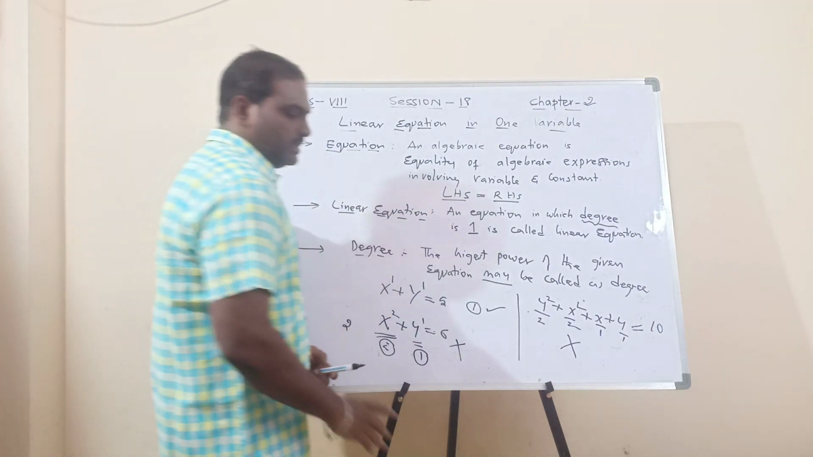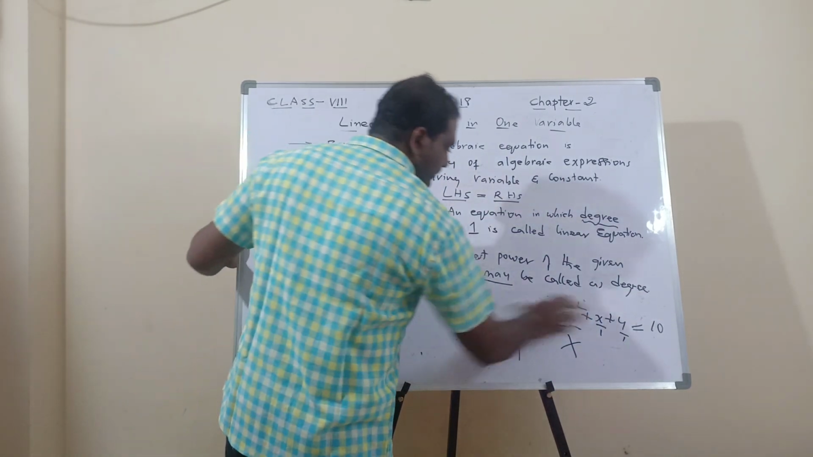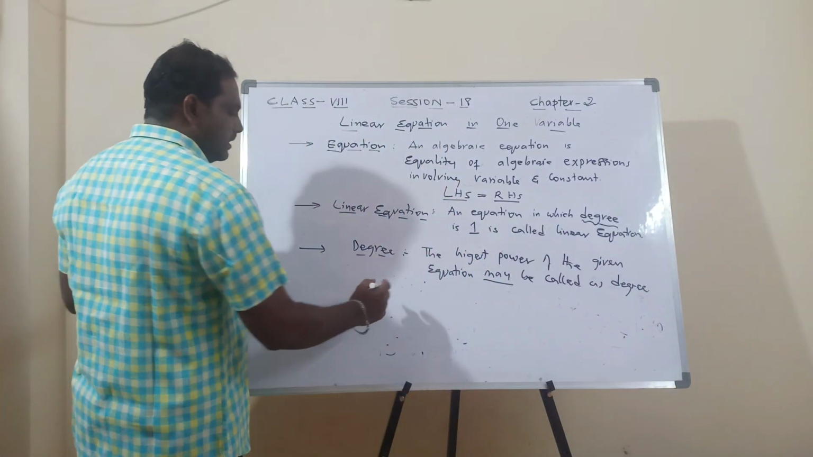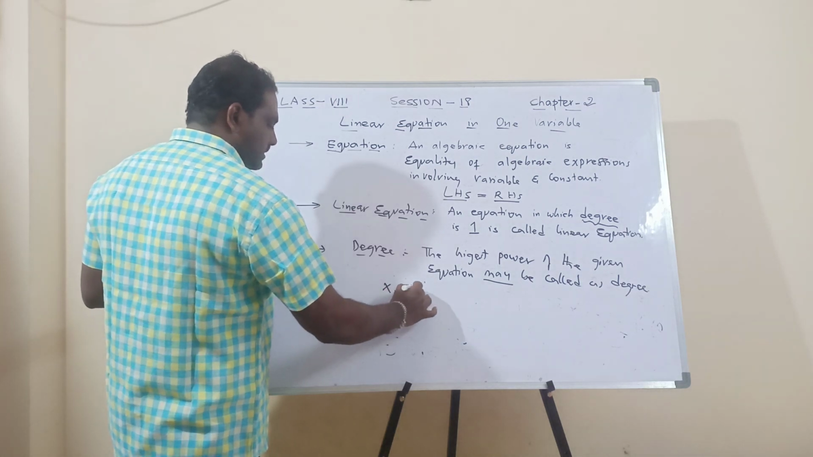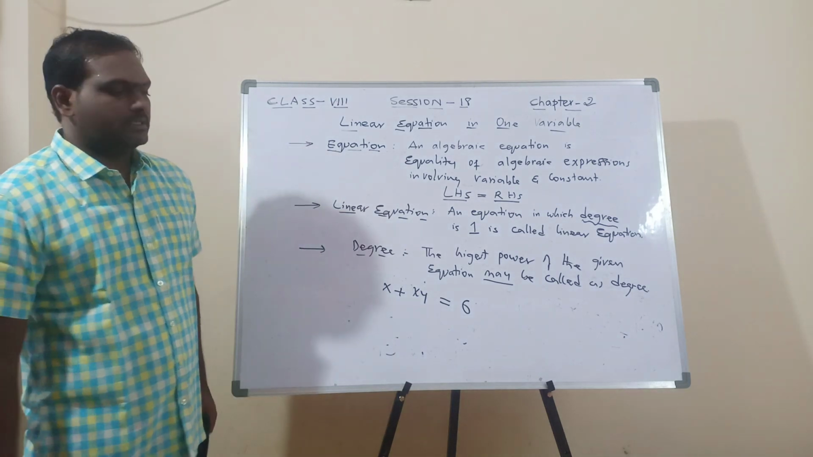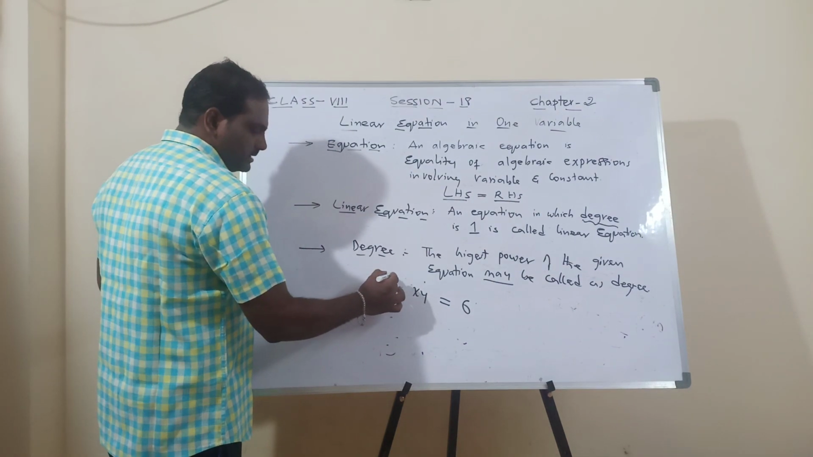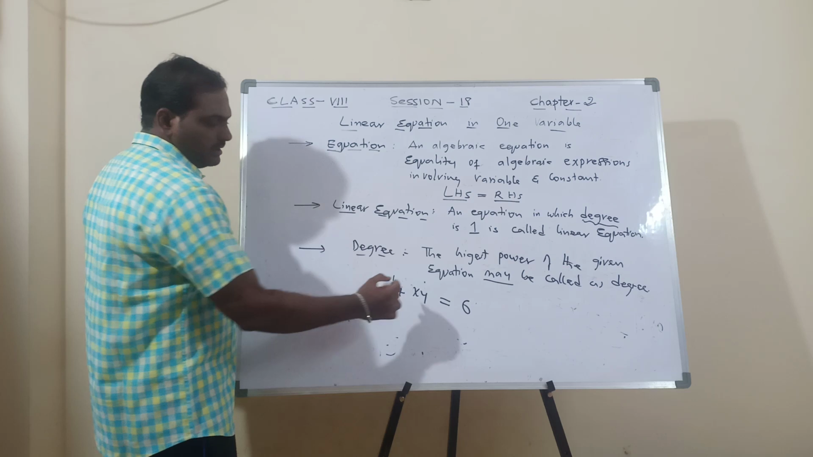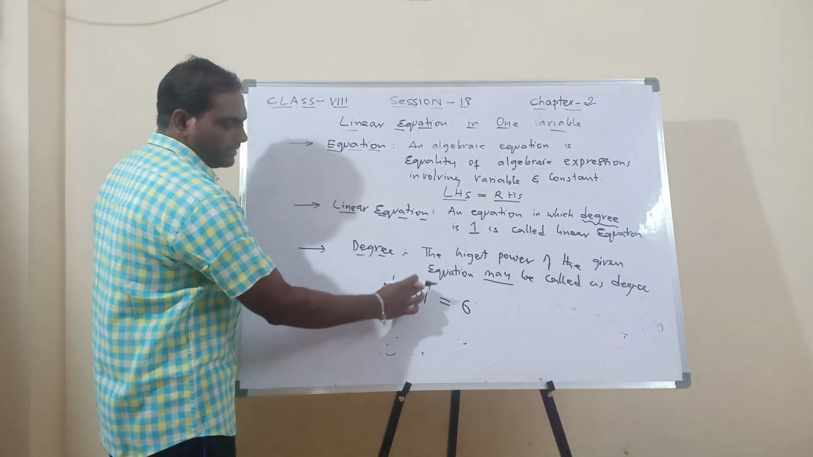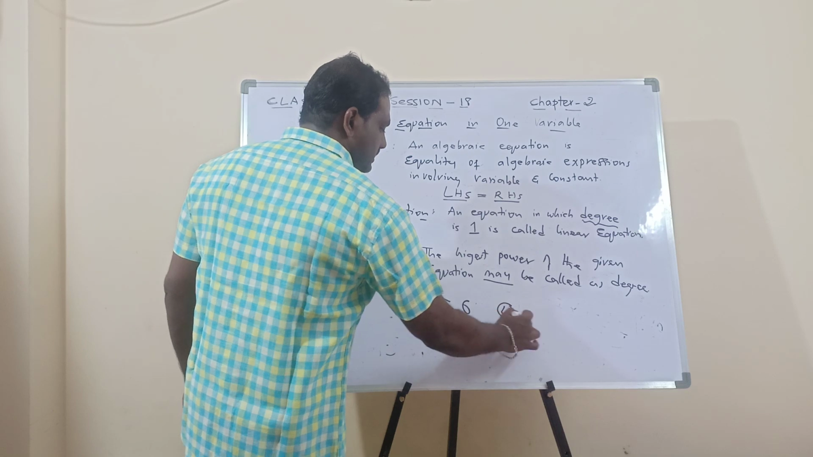Okay. So next, one more point you have to understand. Suppose to confuse the students, he may give it like this: x plus xy is equal to 6. So is it a linear equation or not? He will ask. Now look at this. If nothing is given, we have to take it as 1, because x power 1, x power 1, y power 1. So the students may think that it is a linear equation. But it is not a linear equation.